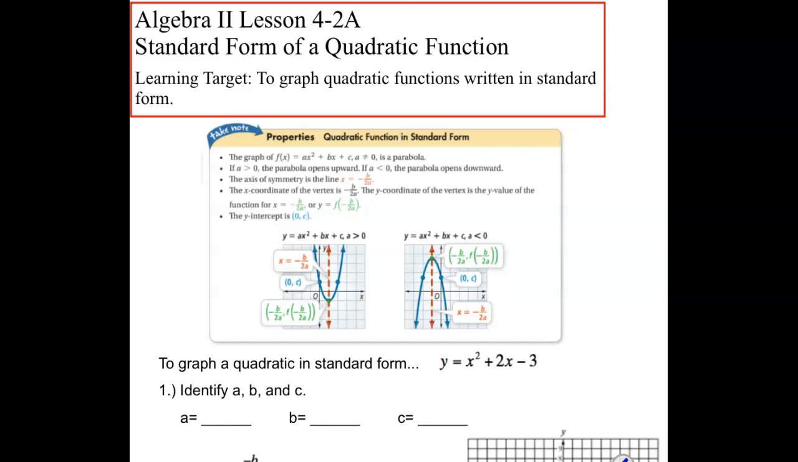Welcome back. We have been looking at graphing quadratics that are in vertex form. Today we're going to switch to graphing quadratics when they're in standard form.